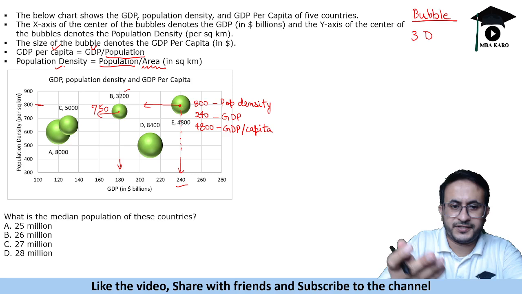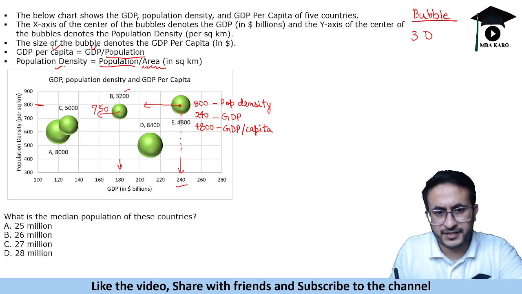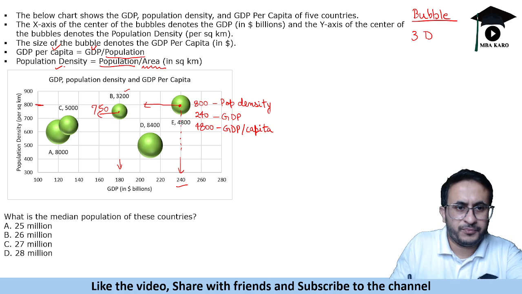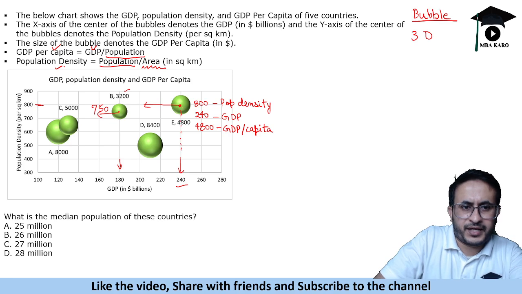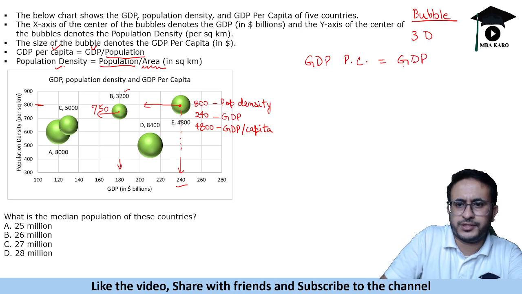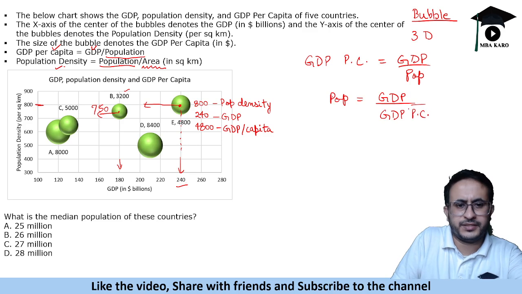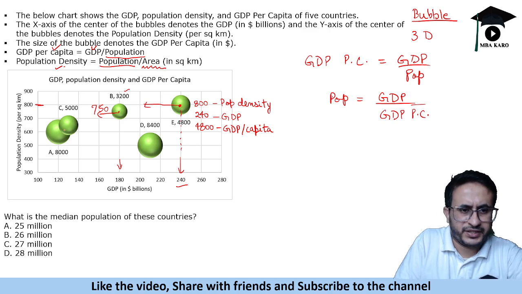So let's begin with the first question. It says, what is the median population of these countries? So we need to find the median population. Now GDP per capita is GDP upon population. This means population is GDP upon GDP per capita. So that is direct. Now let's start with A.